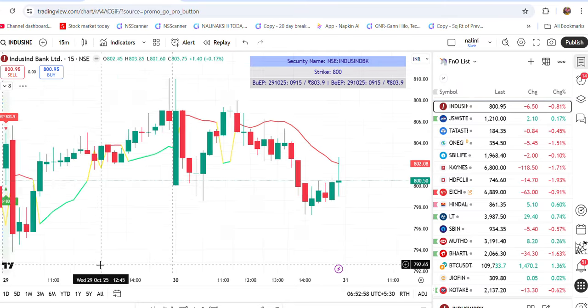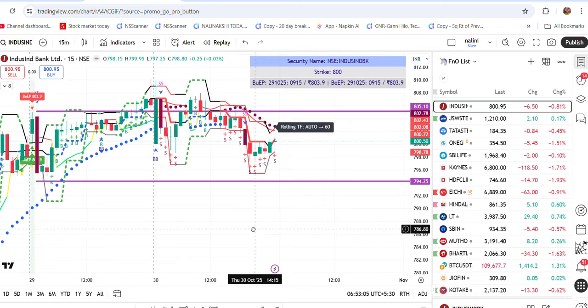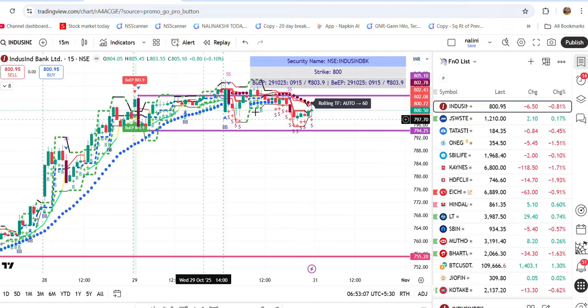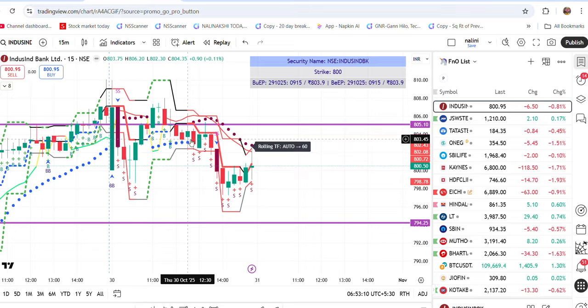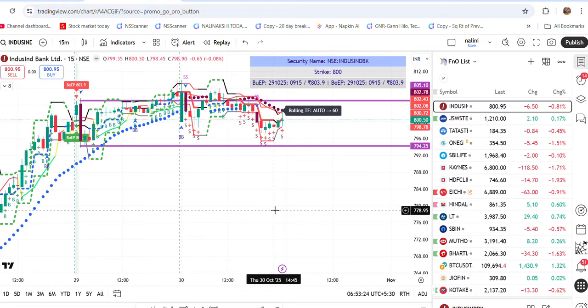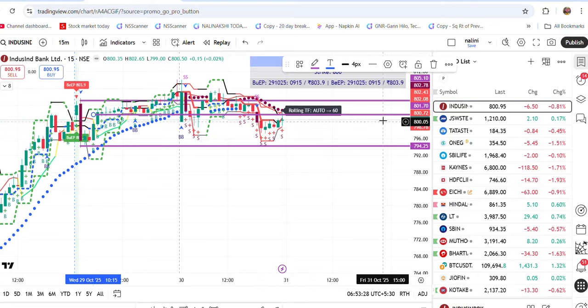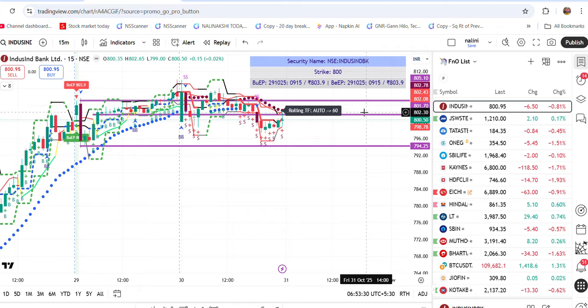IndusInd Bank. IndusInd Bank episodic pivot is here. 1, 2, 3. Still the price is down, because it has already fallen below the episodic pivot. It says that 803 is the episodic pivot. So let us put 803 over here. Let me adjust it to this one.